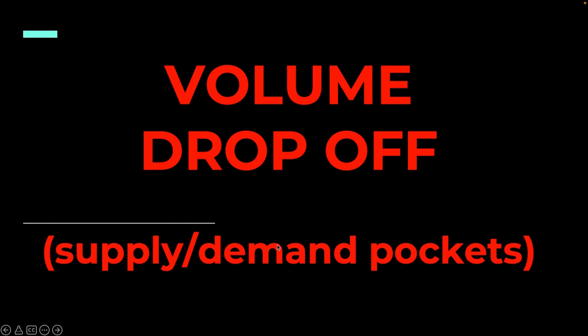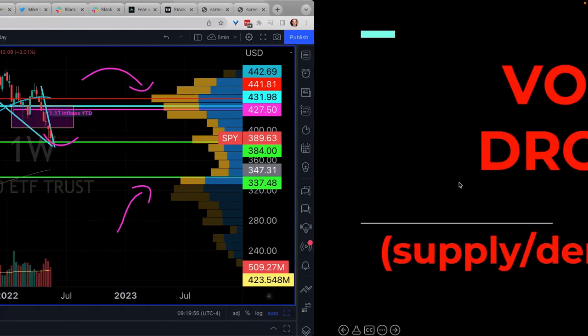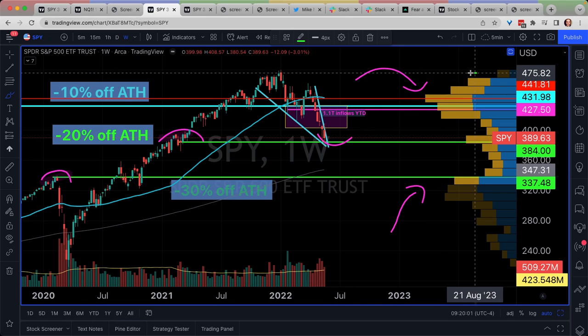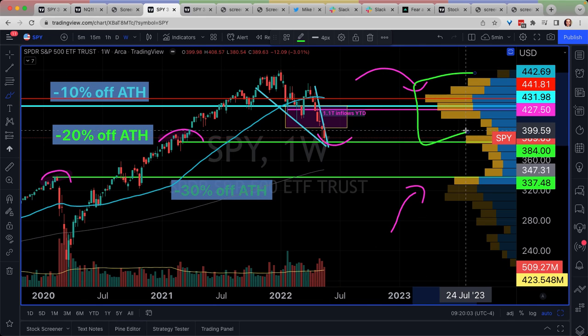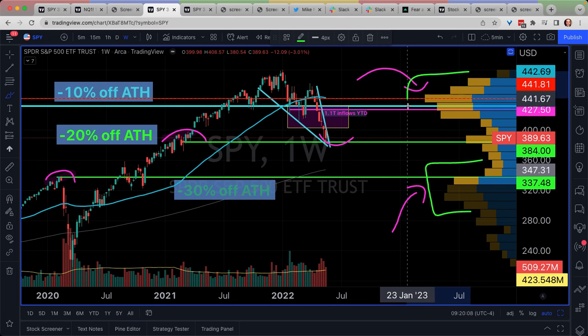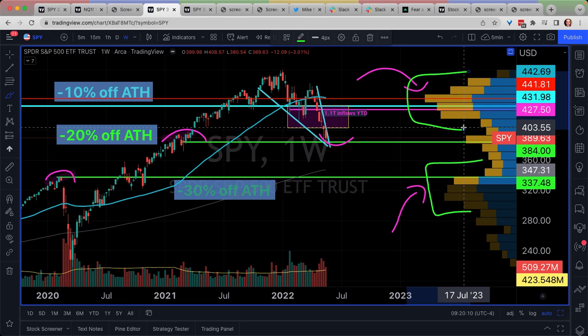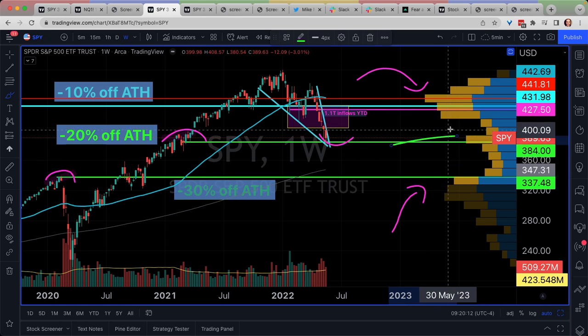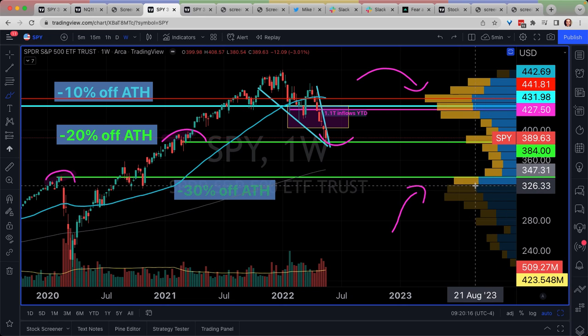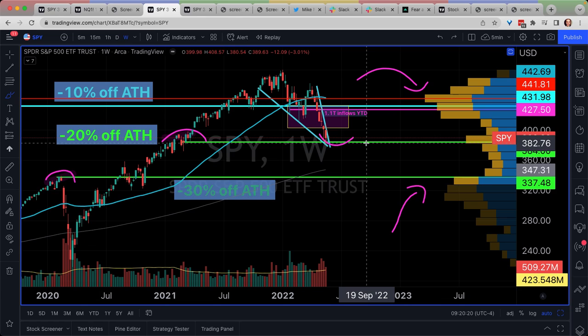When I'm talking about the supply and demand pockets, what I'm talking about is where the volume is. And as we can note here, by looking at the volume profile, we have a really big range here in terms of supply. And then over here, we have a really big pocket of demand. And where are we right now? We're in no man's land. We have a bar right here, but the big bars are notably around here at about 428 or down here at about 330.